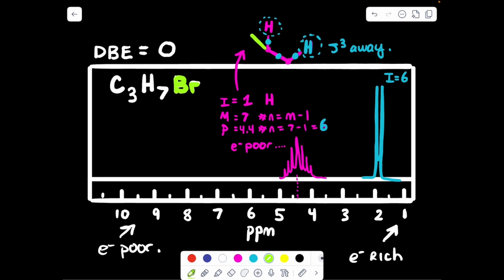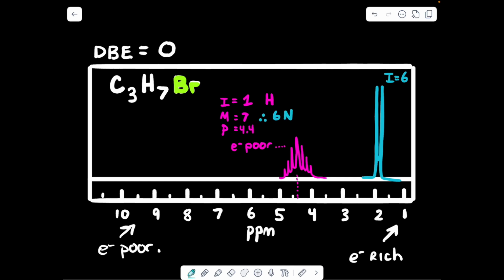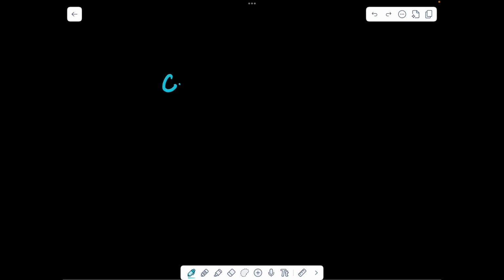So I'm going to guess the bromine is also attached to the same carbon as the pink hydrogen that has an integration of 1 that is electron poor. All that's left to do is solve for the blue. So I have integration equal to 6. Do I have a carbon that could have 6 hydrogens? Let's see. Connected to 1, 2, 3, 4, 5, 6.